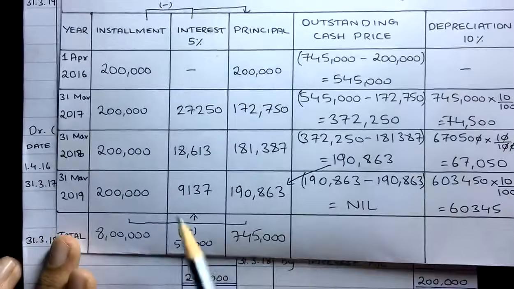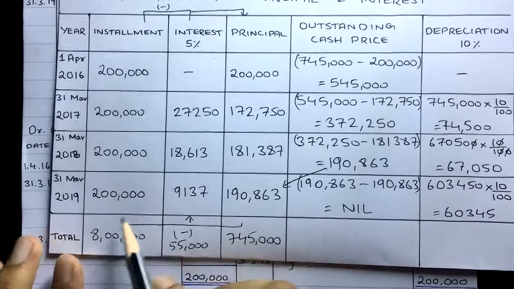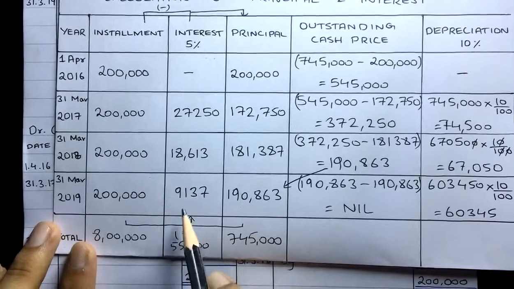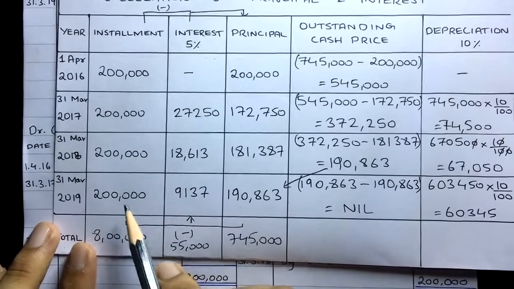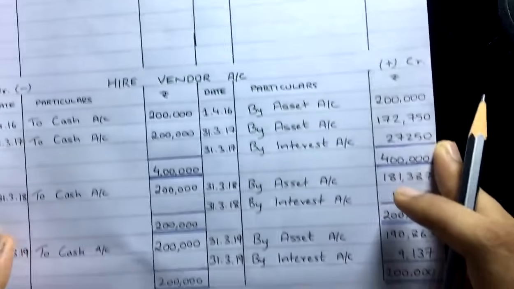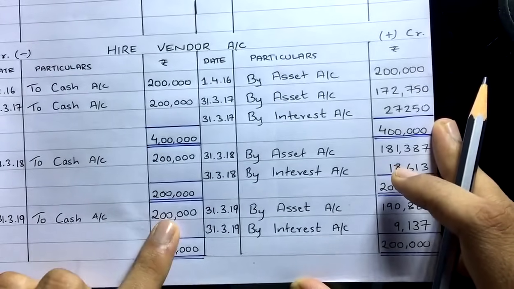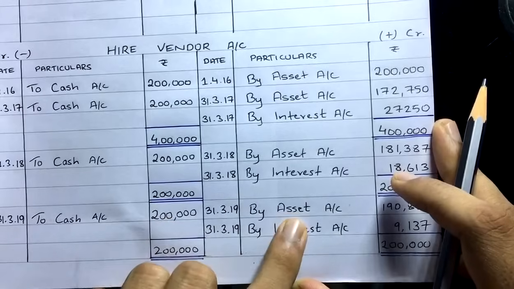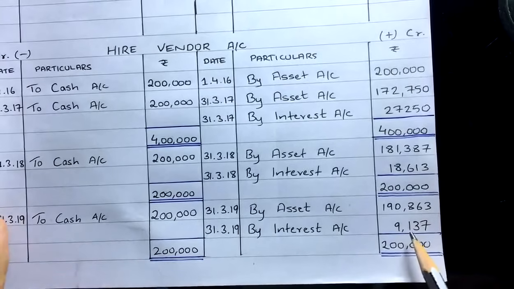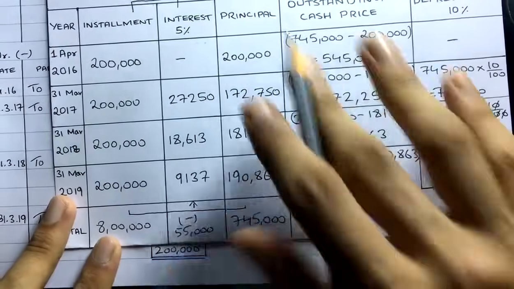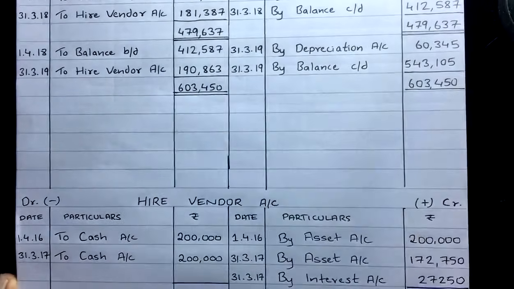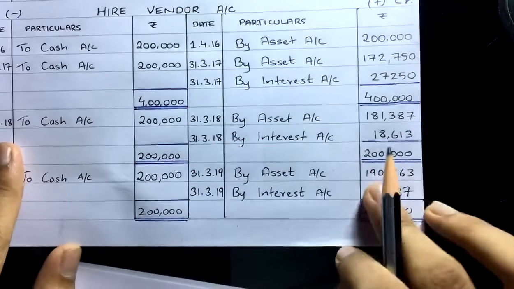Simple, right? And the interest 18,613. And then what happened in the year of 2019? In the year of 2019, another 2 lakh was paid to hire vendor, which included interest of 9,137. Due to this payment also the hire vendor account, the liability account, decreased, so take it on the debit side. Because of cash it decreased, cash payment to cash account 2 lakh. All right, and in this amount there was principal amount of 1,90,863 and interest of 9,137. See, interest 9,137. This is also the cross posting to hire vendor account 1,90,863. So you have to take it on the credit side over here by asset account.